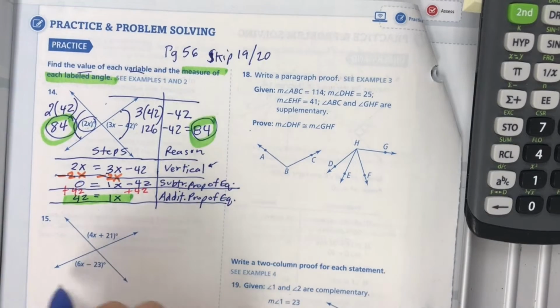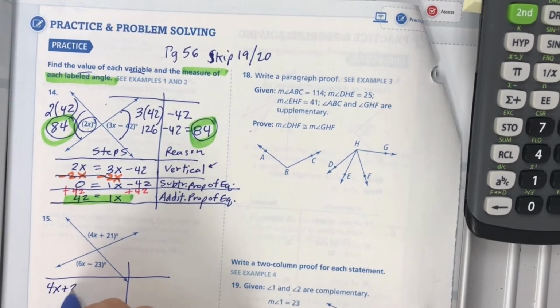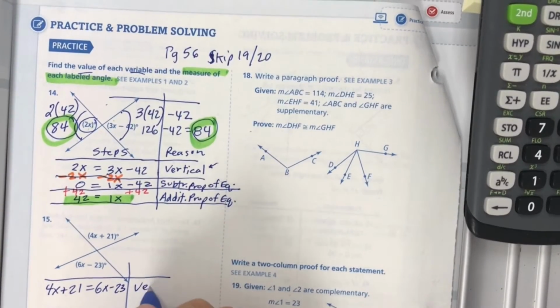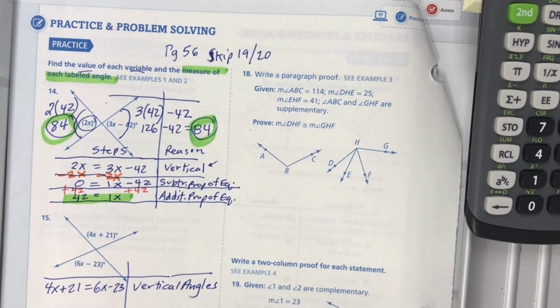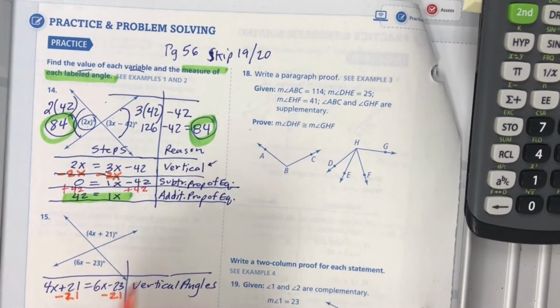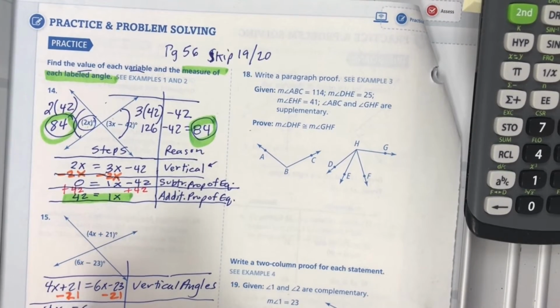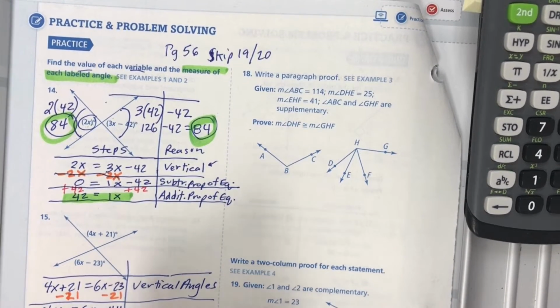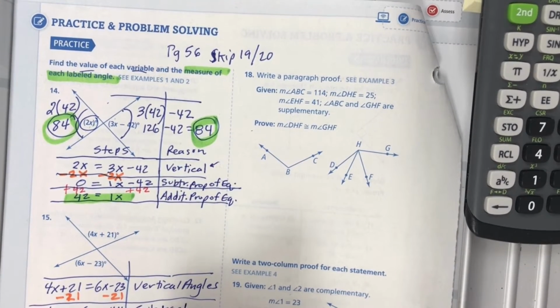So to set up the problem, I'm going to say the angle on the top, 4x plus 21, has to equal this angle on the bottom, 6x minus 23. And that's called vertical angles. Now, one first step, I could subtract 21 on both sides. Get 4x, 44, and I subtracted on both sides. So subtraction property of equality.